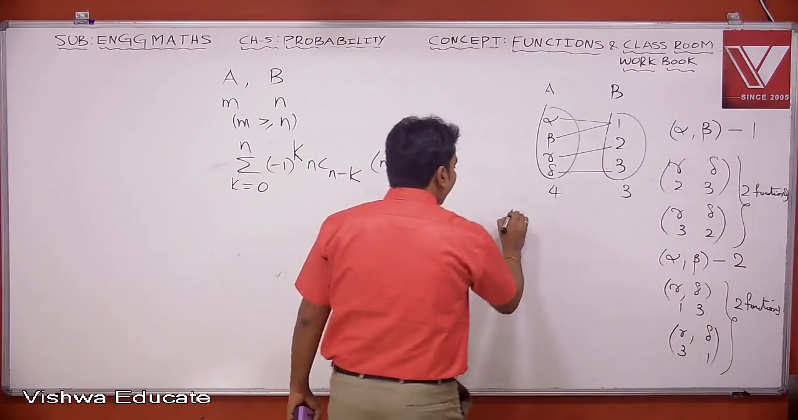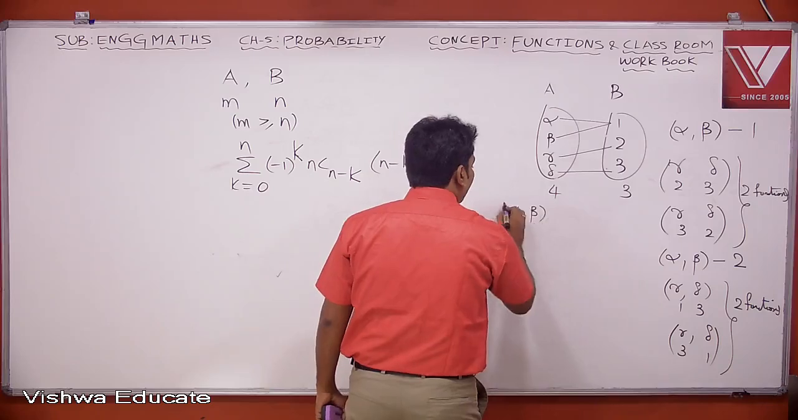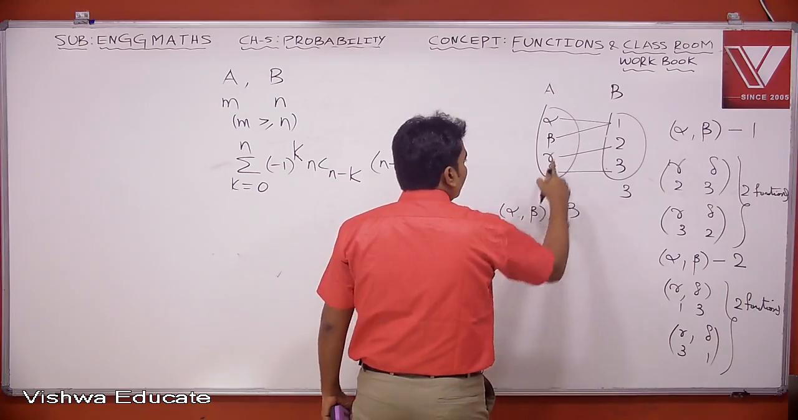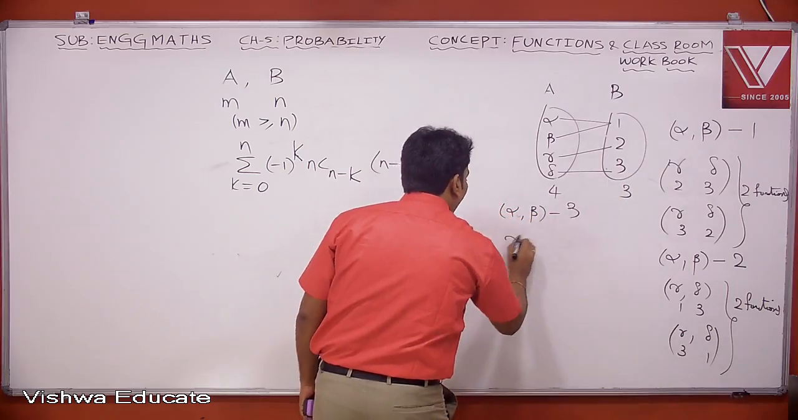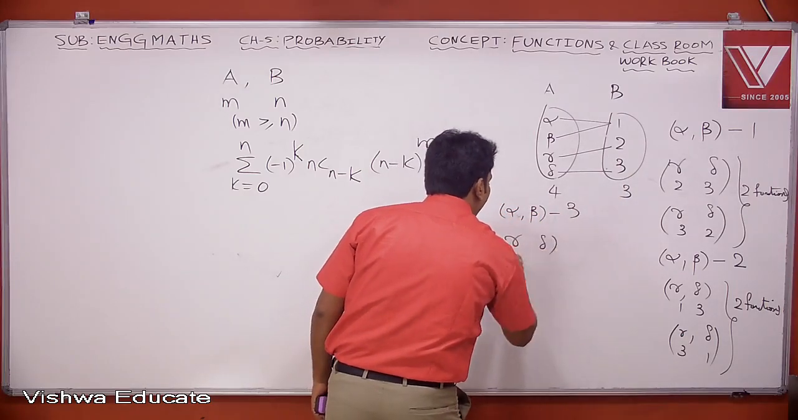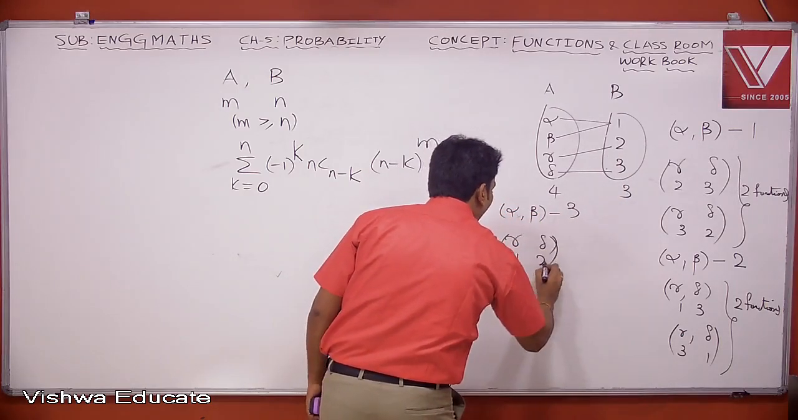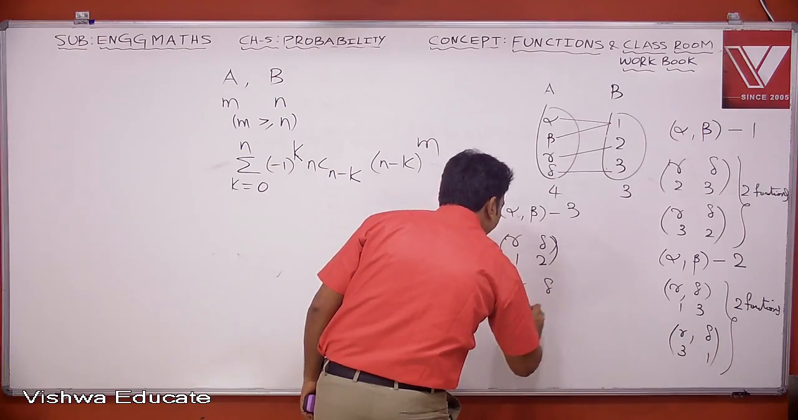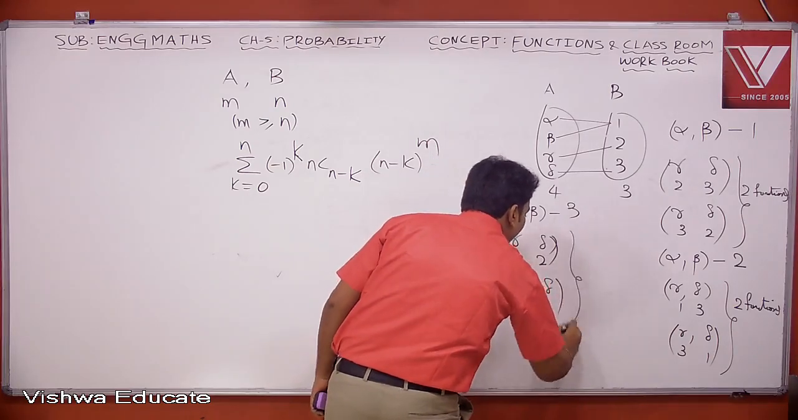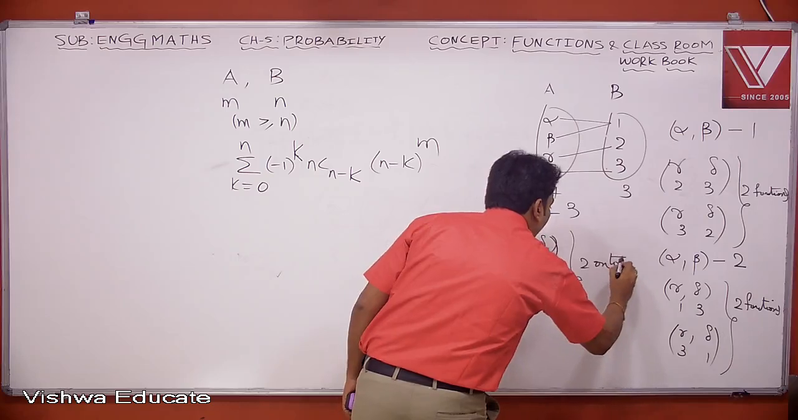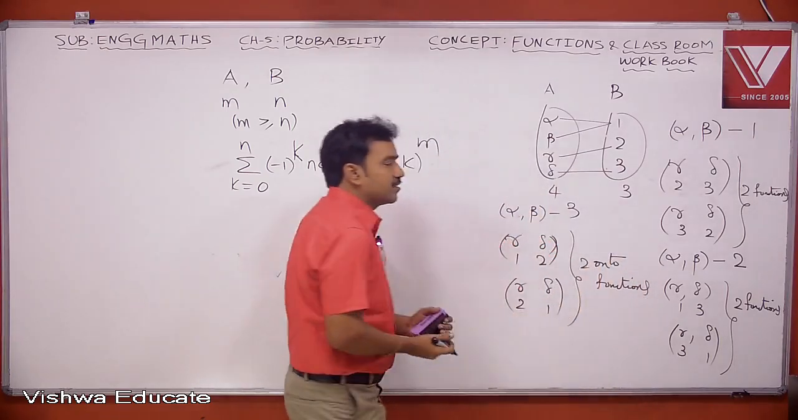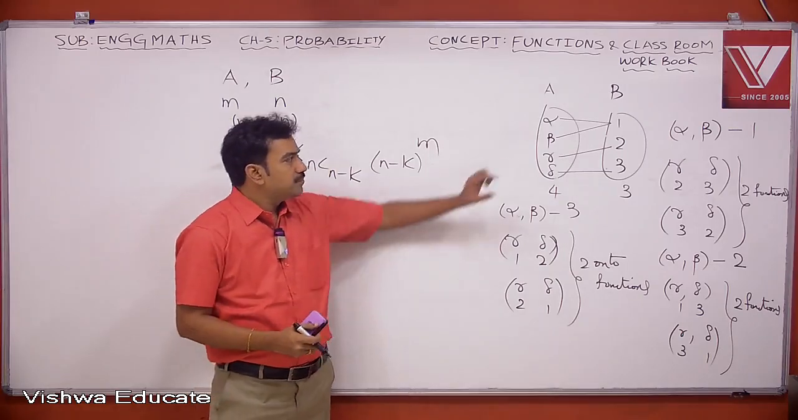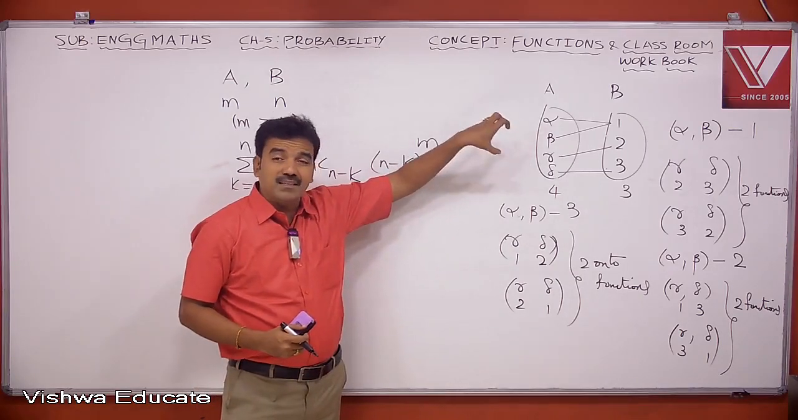Next time I will set alpha comma beta to 3. Now gamma and delta can be set to 1 and 2 only. So gamma, delta can be set to 1, 2, or gamma, delta can be set to 2, 1. In this case again we are getting two onto functions. That means what I am doing is, I have selected two elements in the first set.